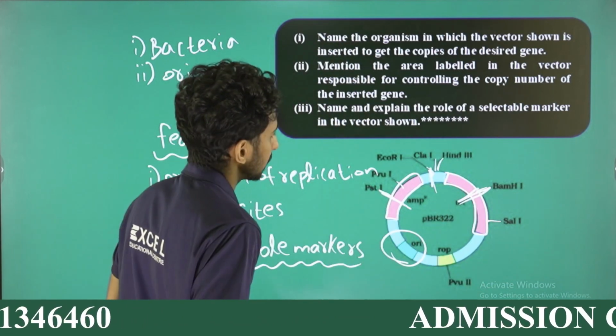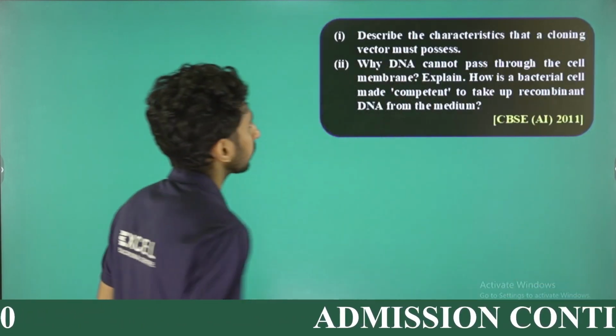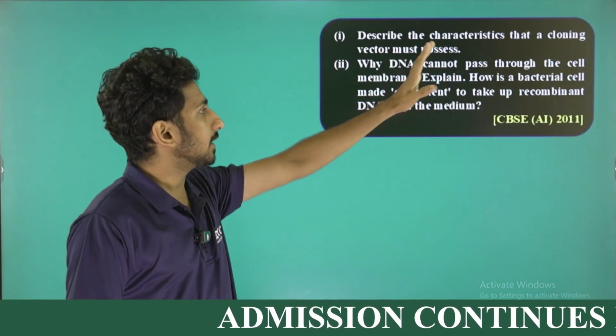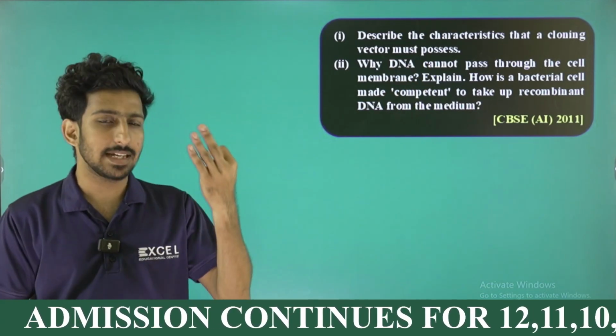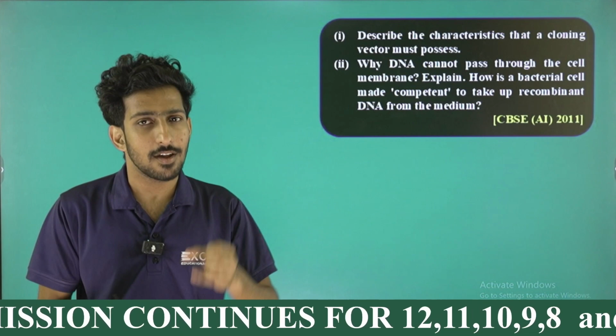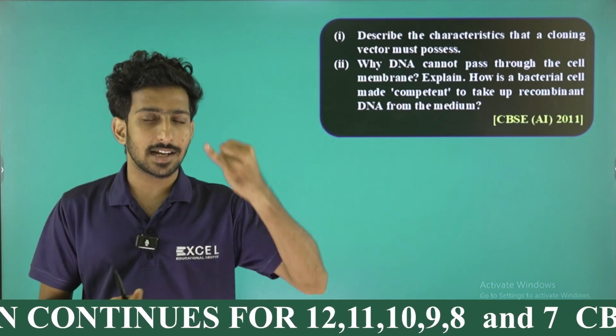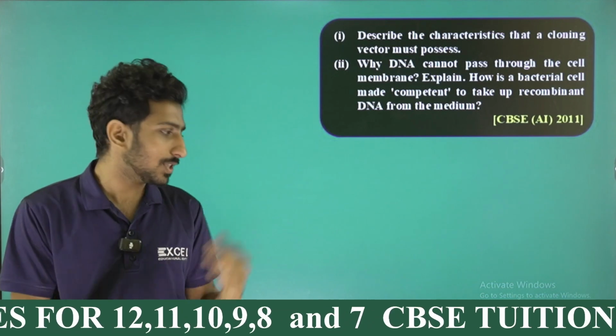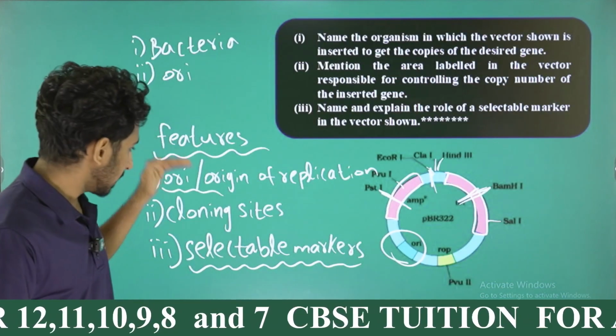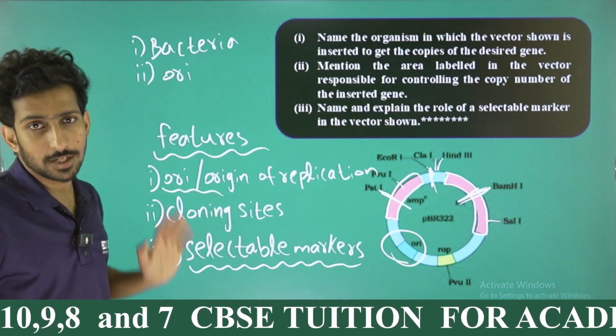So next question. Describe the characteristics that a cloning vector must possess. You know the three characteristics of a cloning vector. First one, ORI site. Second one, cloning sites. Third one, selectable marker. We have seen that already in this question. These are the features of a cloning vector.